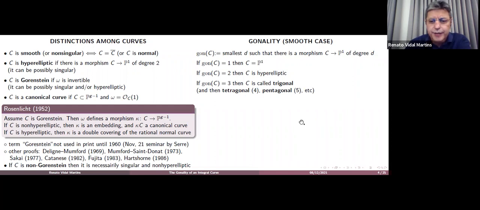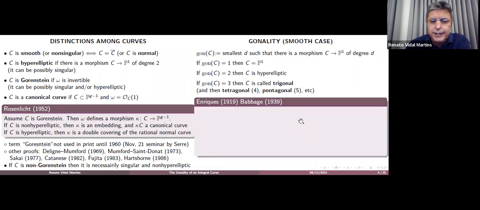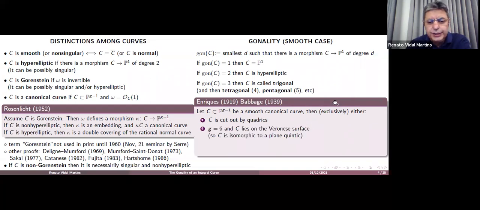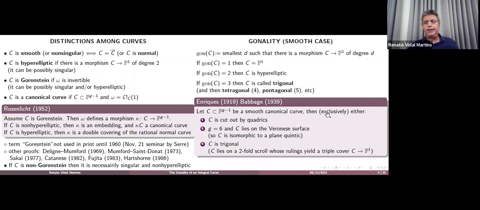Now I'm going to state a very famous result by Enriques and Babbage. Let C in P^(g-1) be a smooth canonical curve, then either C is cut out by quadrics, or g equals 6 and C lies on the Veronese surface, so C is isomorphic to a plane quintic, or C is trigonal and C lies on a twofold scroll whose rulings yield a triple cover.